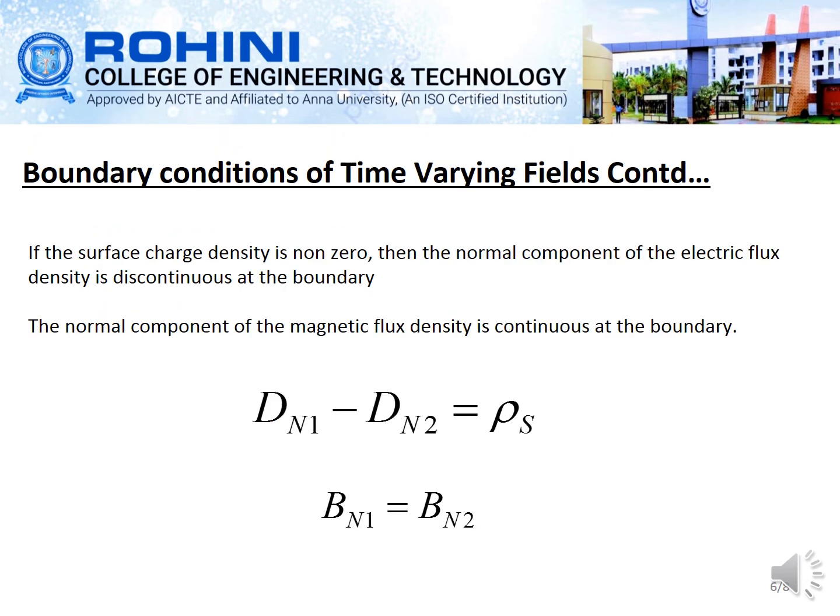If this surface charge density is non-zero, then the normal component of the electric flux density is discontinuous. If one is discontinuous and the other continuous, then the normal component of the magnetic flux density is continuous at the boundary. So we can write Dn1 minus Dn2 is equal to rho s. From this equation we can write Bn1 is equal to Bn2.